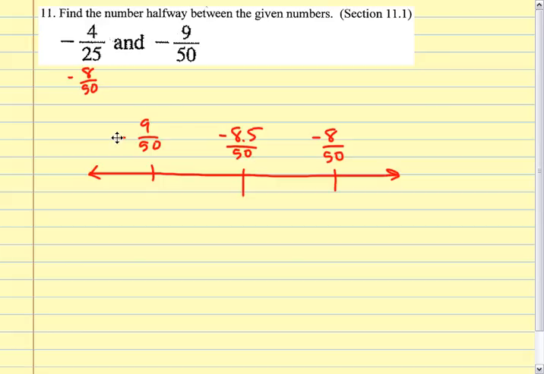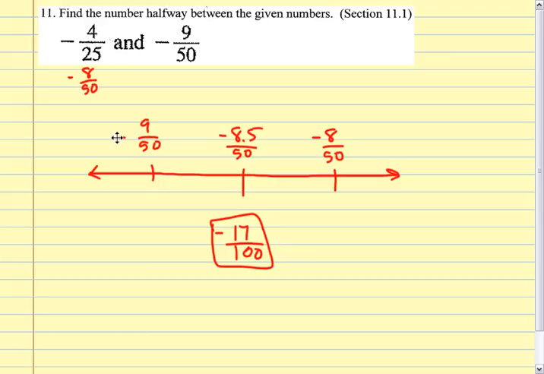So what do I do here? What do I do there, Maddie? I can multiply them both by 2, and what do I get on top? I get -17, and what do I get on the bottom? 100. Beautiful. That's the number halfway between those two. Okay?